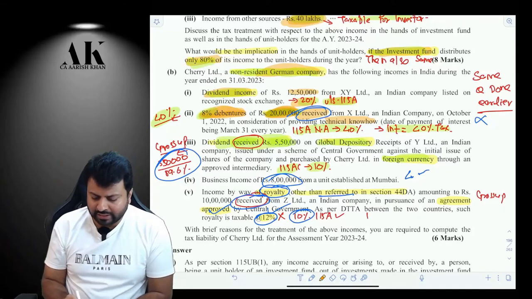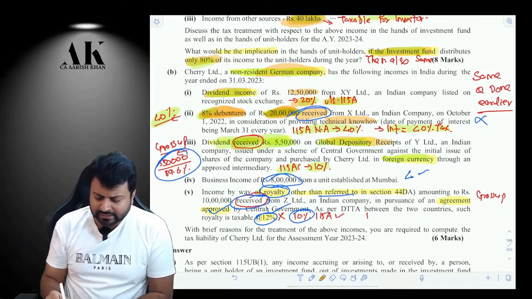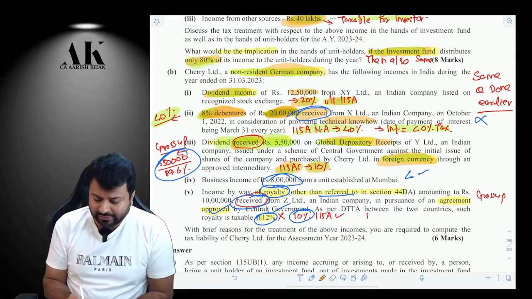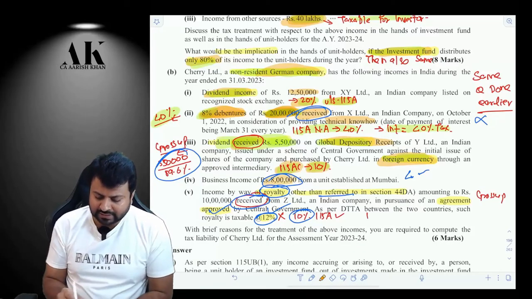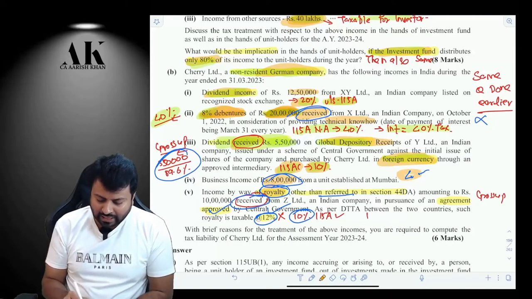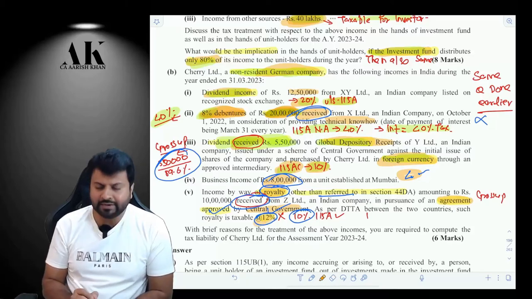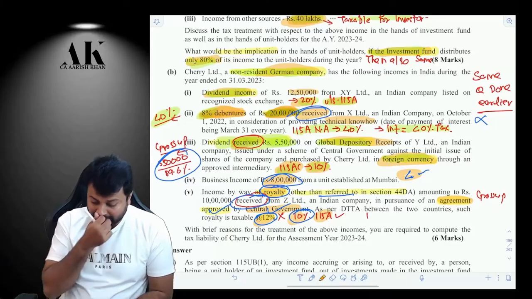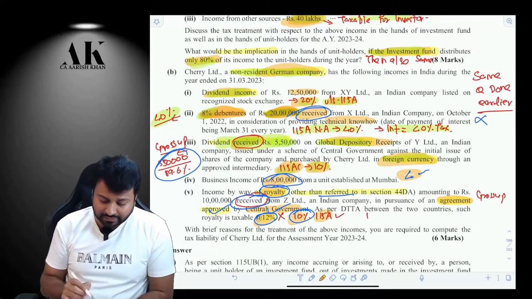Now, they are also earning some dividend on global deposit receipts. These global deposit receipts were purchased in foreign currency. Therefore, it will be subject to tax at the rate of 10% under 115AC. Business income will be taxed at 40%. Now, the last one is, they are also earning some royalty. Now, this royalty, there is an agreement and it is approved by central government. And the DTAA says 10-12%. But the income tax rate says 10%. Therefore, now this will be taxable at what? 10%. Now, there are two important things to be kept in mind.